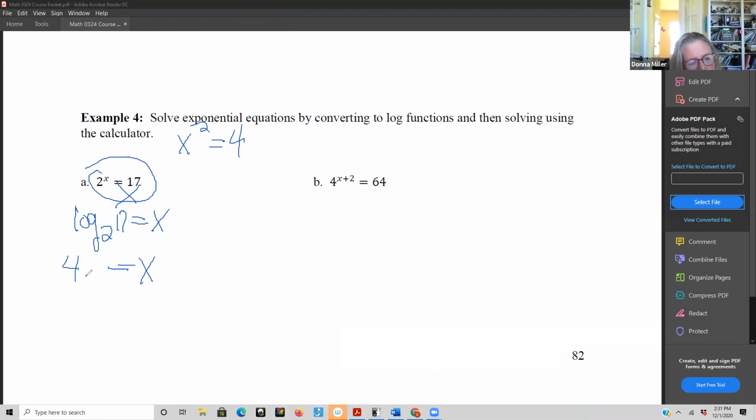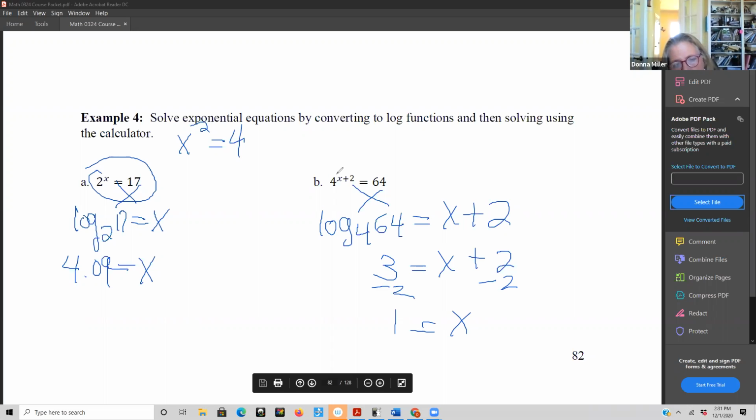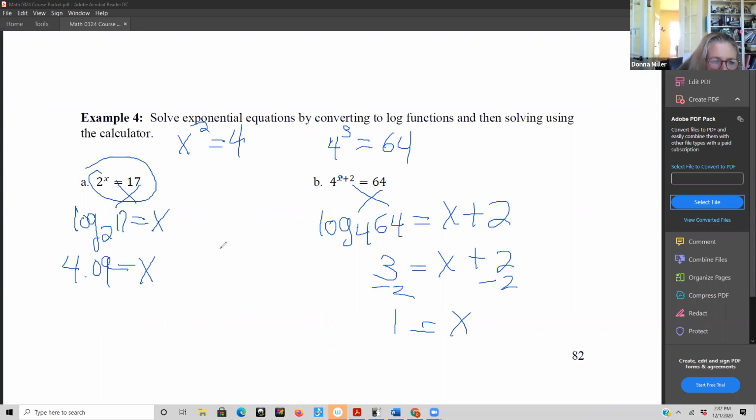So what this does, it enables you to solve things where the x is upstairs. So like this one, same thing. I'm going to do a log base 4 of 64 equals x plus 2. Okay. Now you can plug this in the calculator. It's going to work out to be 3. And if you minus 2, you're going to get x is 1. All right, and you can check it, right? So if I plug in x as 1, I have 4 to the third equals 64, which it does, so I know it worked. All right, so logs are helpful in undoing exponents.